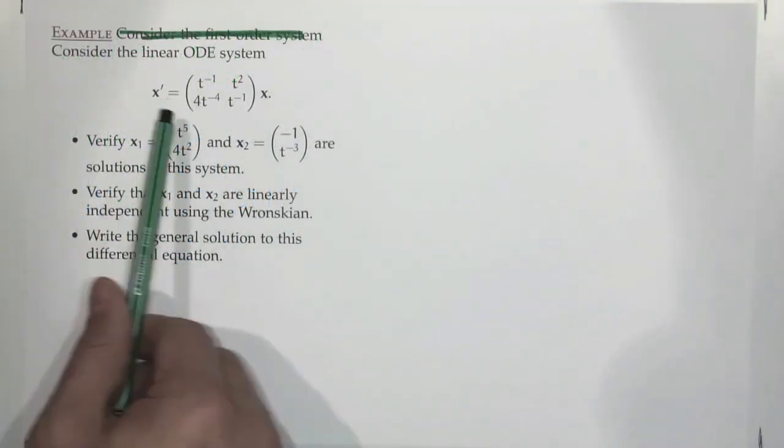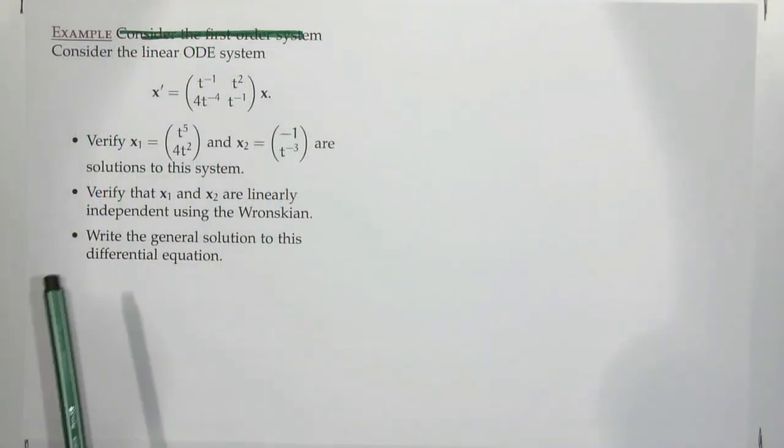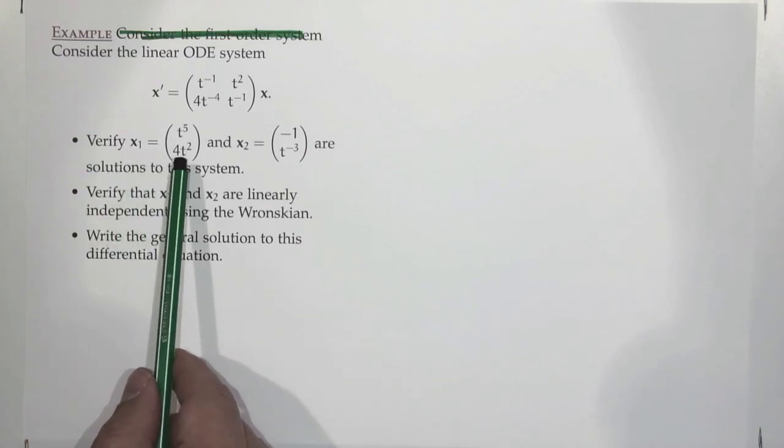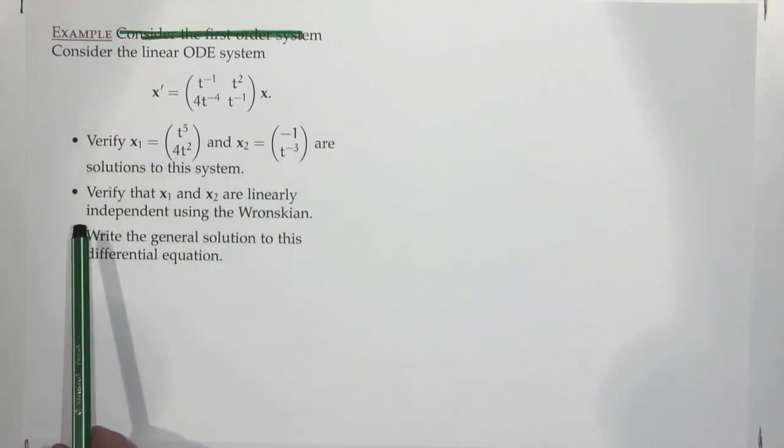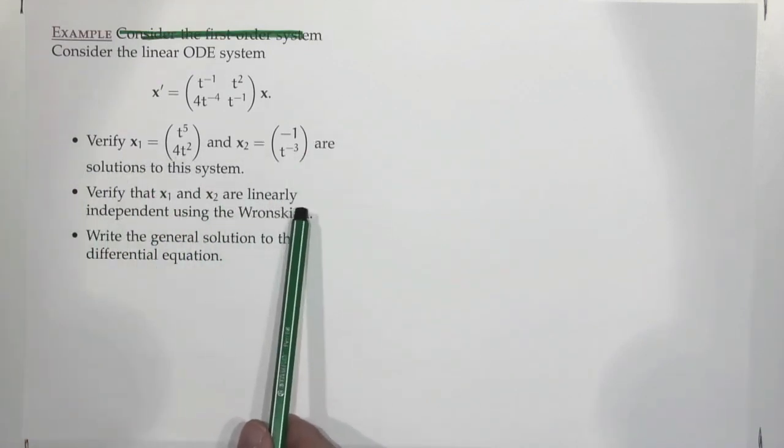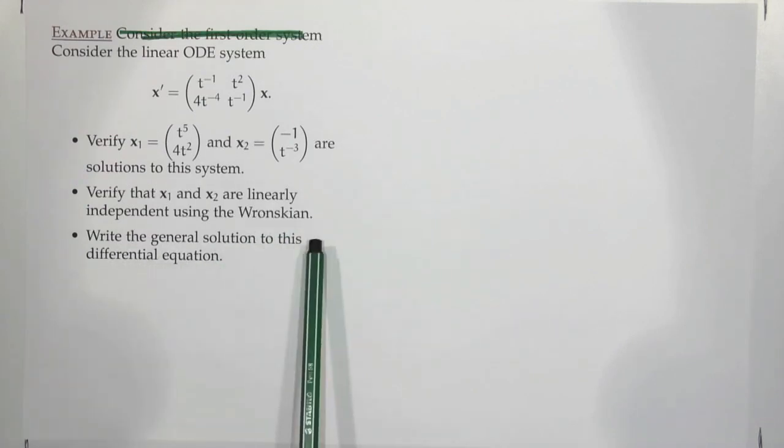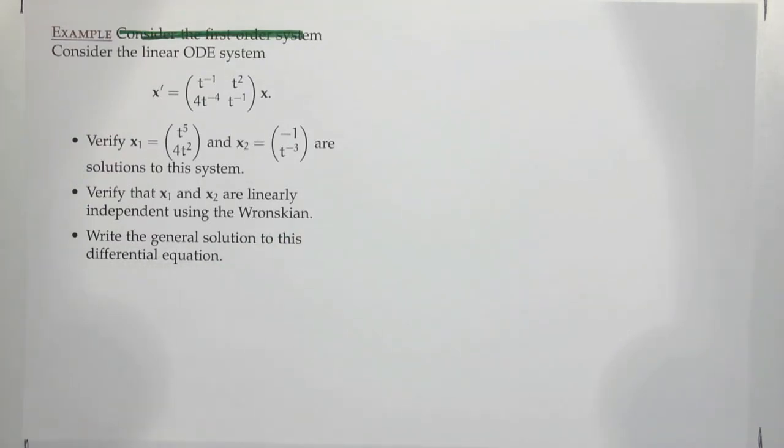X prime equals this matrix times x. Verify that these are solutions. Verify they're linearly independent using the Wronskian. And write the general solution to this differential equation. All right, first bullet point: are they solutions? Let's just go with yes, no. Yes.